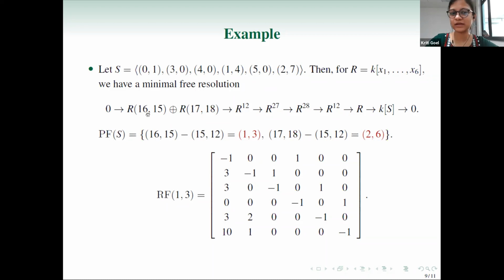So over here, first degree 16, 15. When we add up all our generators, we get the tuple 15, 12. We look at the difference. The first one gives 1, 3. And then when we repeat the same process with 17, 18, we get the other tuple 2, 6. And one can check that these 2 elements are indeed pseudo-Frobenius numbers. And these are the only pseudo-Frobenius numbers which can be associated to our affine semigroup S.